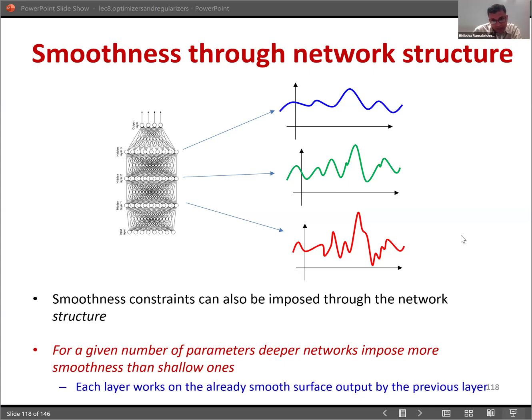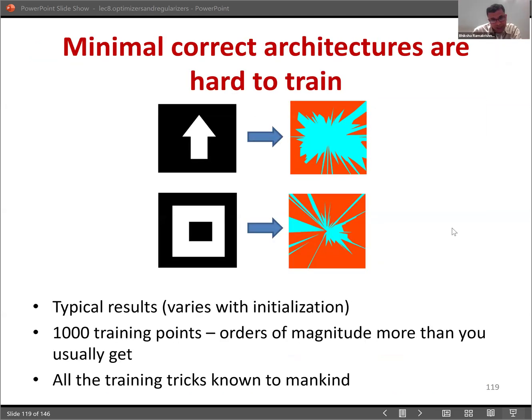So for a given number of parameters, deeper networks impose more smoothness than shallow ones. Here's an example. This was a simple classifier where we're trying to learn these two decision boundaries from 1,000 training data points. And we've used every possible training trick, even weight regularization, weight decay. And it ends up learning these completely hideous decision boundaries if I just have a shallow network.